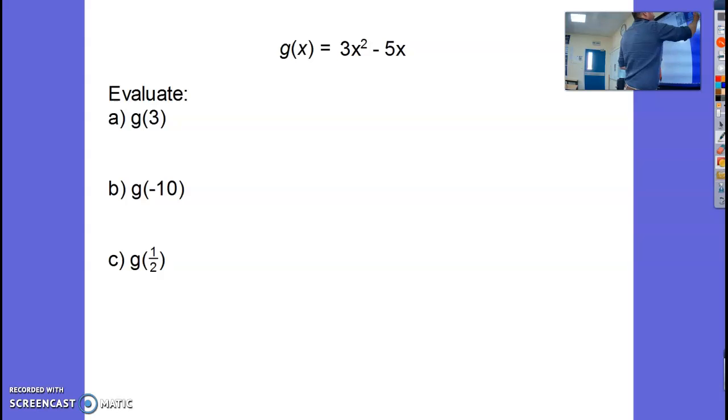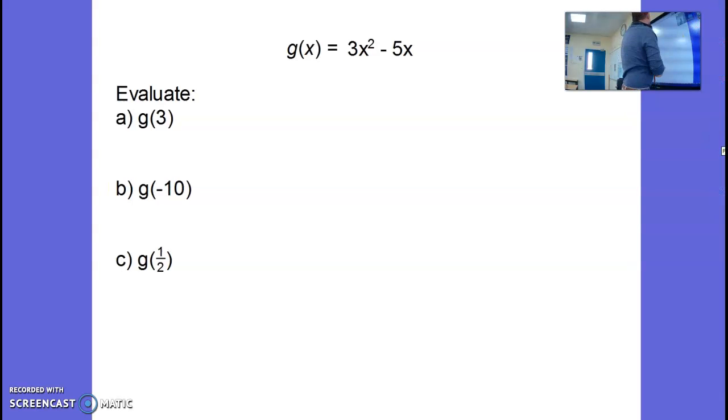Moving on. Let's look at a more complicated, a quadratic function here. So we've got g this time. Usually functions will be f if we can use f. If there's multiple functions, you might have f and g and h. And we can use any letter, but those are the ones that you'll see most commonly. So here we go. Let's evaluate g of 3.